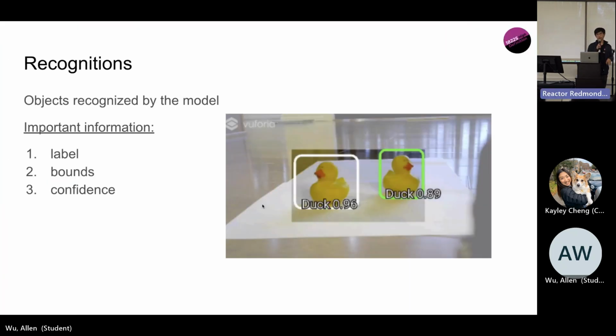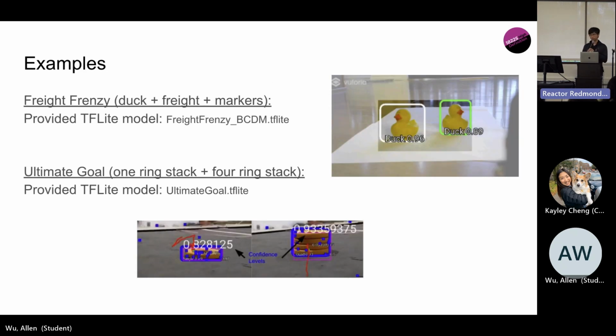Okay. Any more questions about what the model returns back to you or how the model initially works by itself? Okay. If there are no more questions, I can move on to several examples.